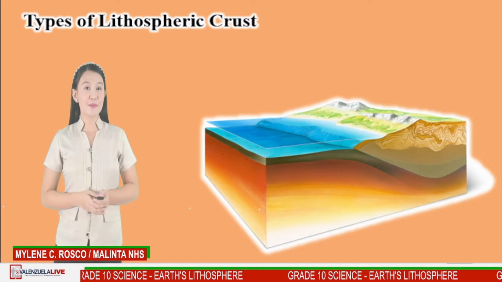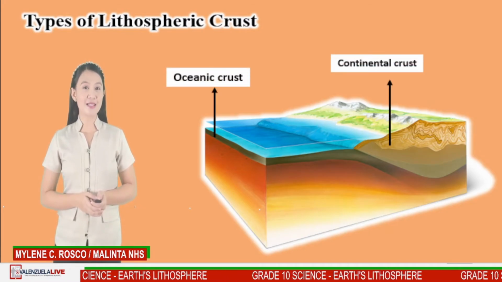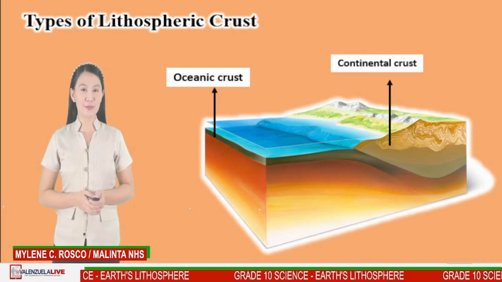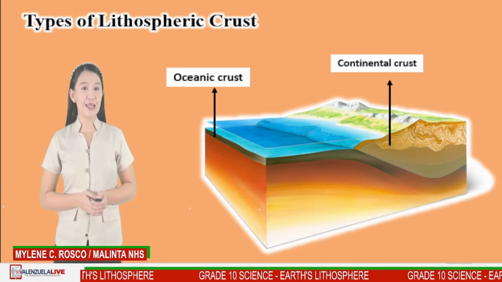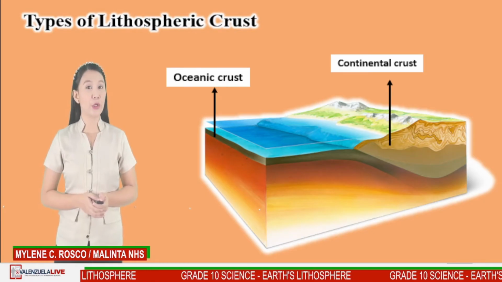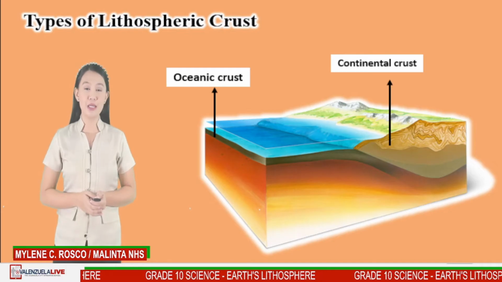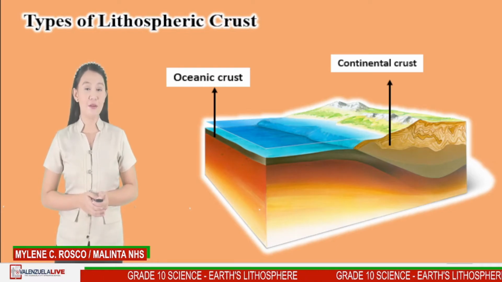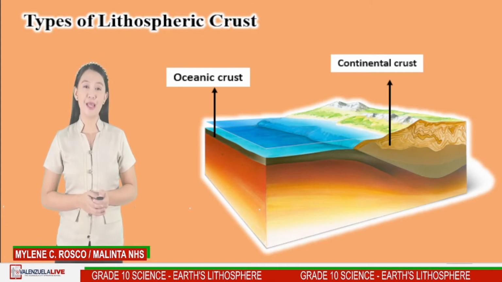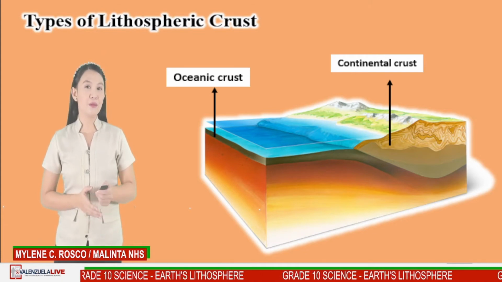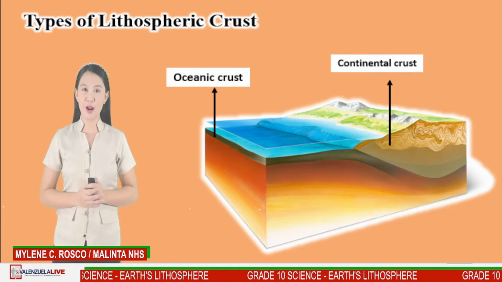There are 2 types of lithospheric crust: the oceanic crust and the continental crust. Oceanic crust is located under the ocean, and the continental lithosphere or continental crust is located at the continents where we live, including mountains, volcanoes, valleys, and other geologic features found at the continents. Now let's try to differentiate oceanic and continental crust.